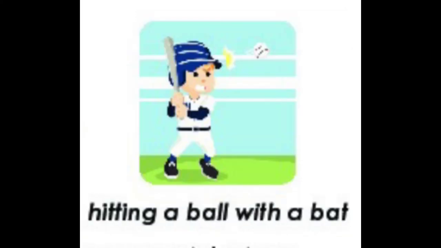So next is hitting a ball with a bat. So what we do, we apply the force, okay, to make the ball move to another position. So here we can say work is done. Both, we apply the force to move the ball from one direction to another, and we also have done some work. Can you understand, children, about both force and work?